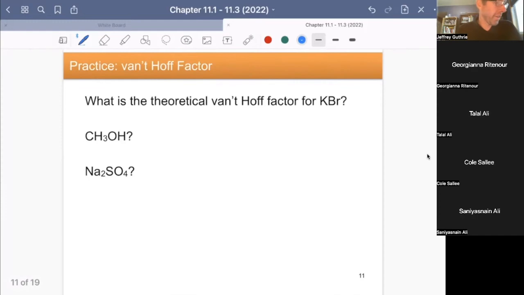All right, so let's just do a quick thing here. How about in the chat, just ask if you can answer all 3 of these. So Van't Hoff factor for KBr, methanol, and sodium sulfate. What do you think? 2 for the first one. 3 for the second. These are just what's in the chat right now, not necessarily the right answers.